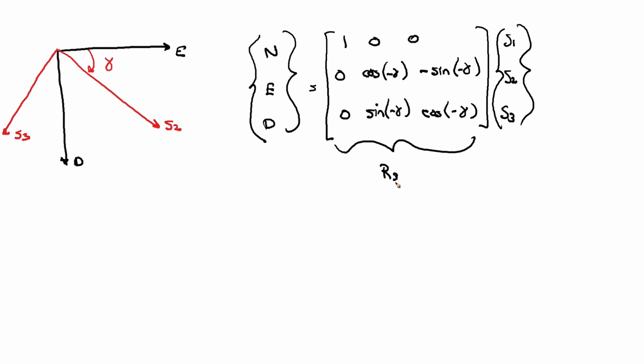All right. So then our total rotation matrix, which we're going to call RG, for geographic, right? This is going to be the complete rotation matrix that, for any arbitrary alpha, beta, and gamma, takes any arbitrary S1, S2, S3 directions and rotates them into the geographic frame. And so that's going to be equal to R3 times R2 times R1.